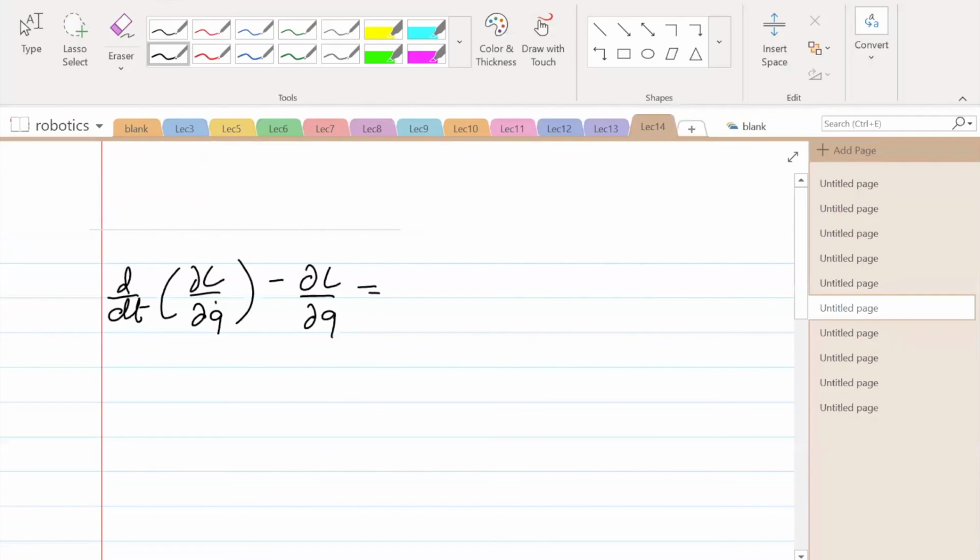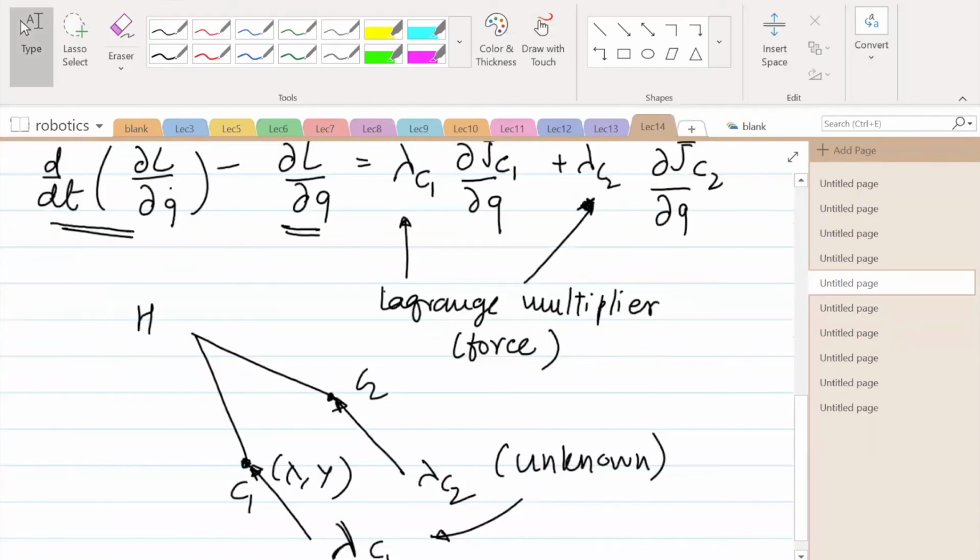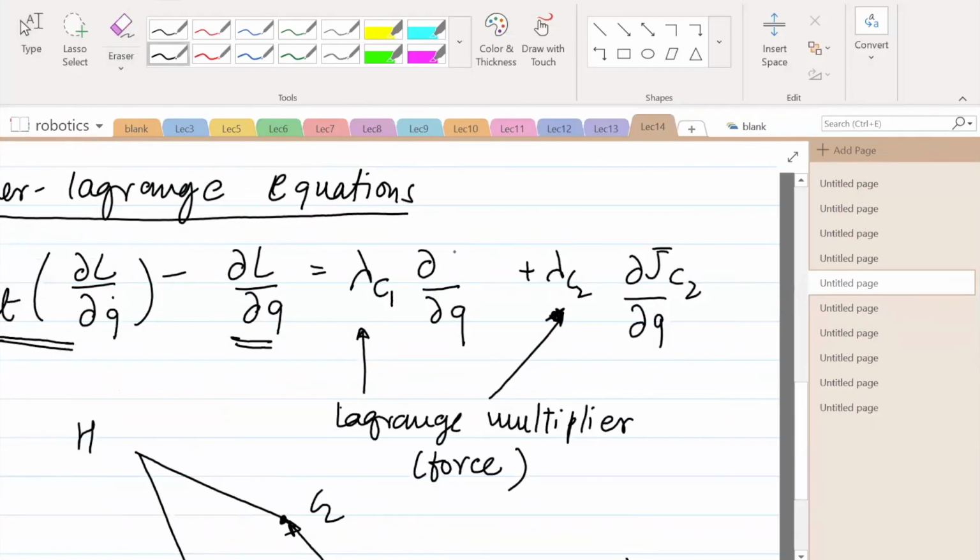I think I made a mistake here. My bad. This is not right. This is actually the position of C1.